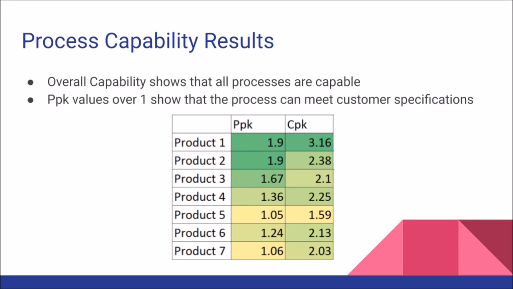So we ran process capability on 7 different products. A process capability of greater than 1 is deemed capable with concern, and a process capability greater than 1.33 is deemed capable with no concern. And so our core products, which are all above 1.33, show that there's no concern in terms of process capability.